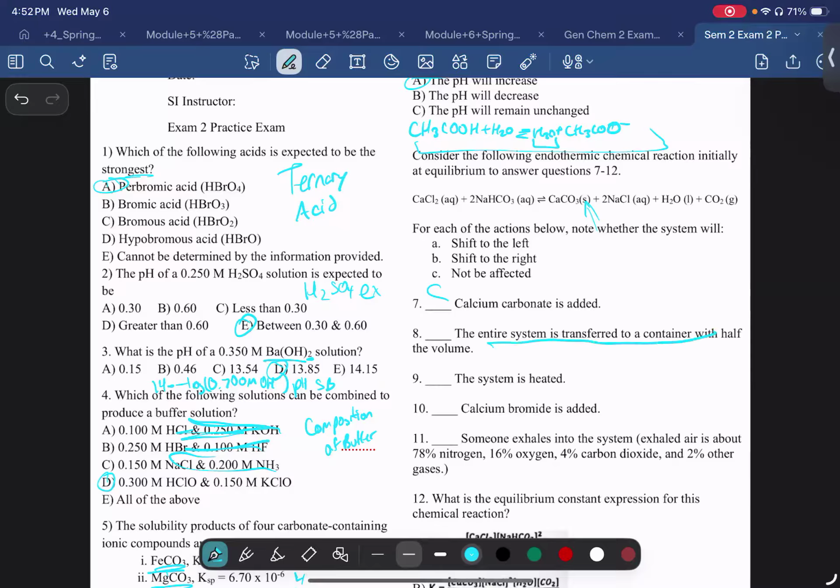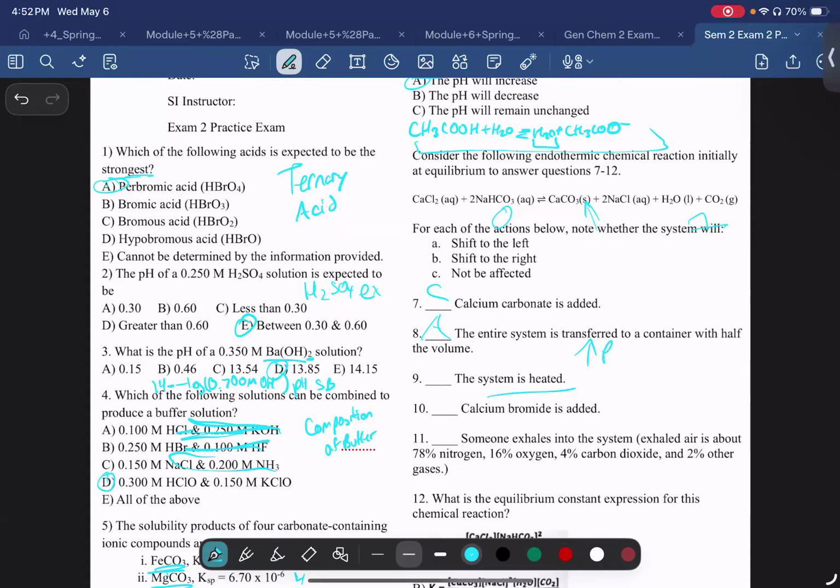If you're adding a system with half the volume, that's the same idea as increasing pressure. So you're going to favor the side with the least amount of gas moles. So on the left, you have 0 gas moles. On the right, you have 1. So you're going to favor the left side. So it's going to shift left. The reverse reaction is favored. All right.